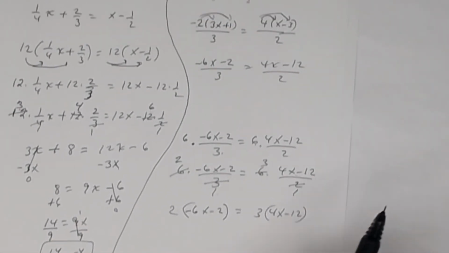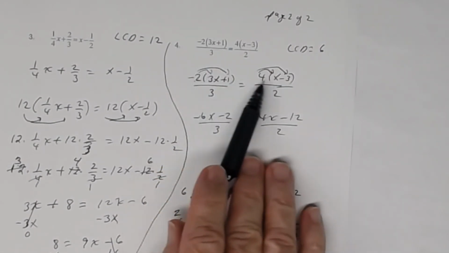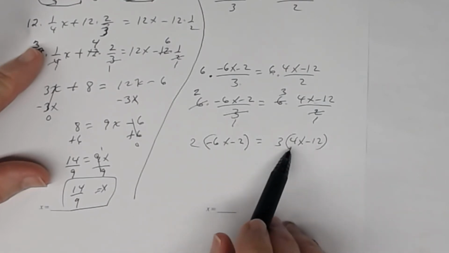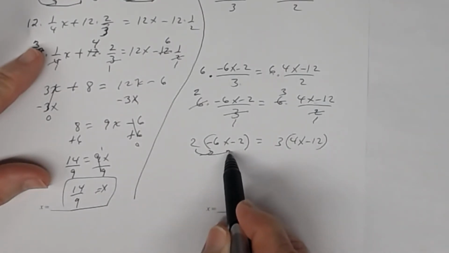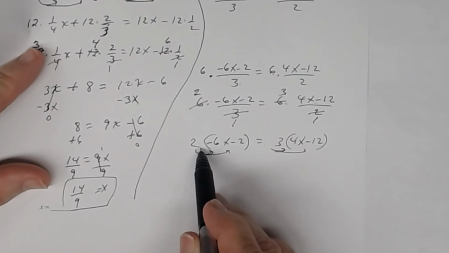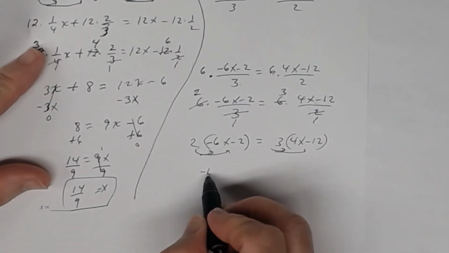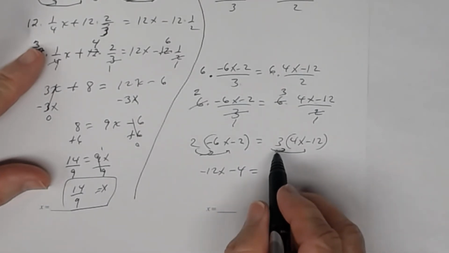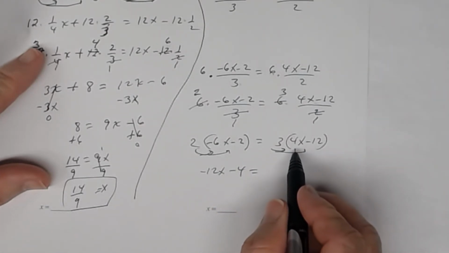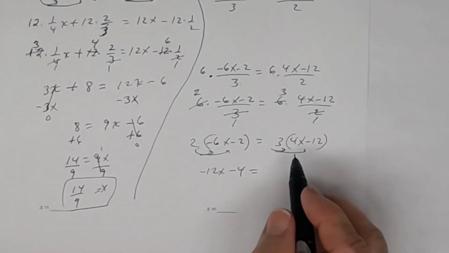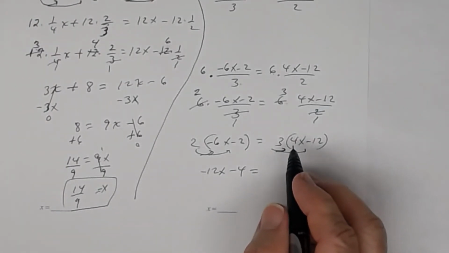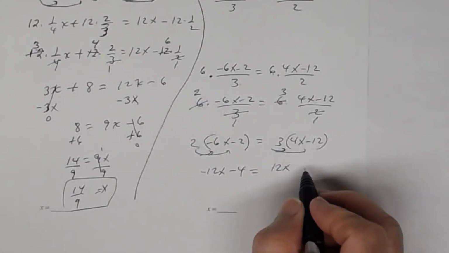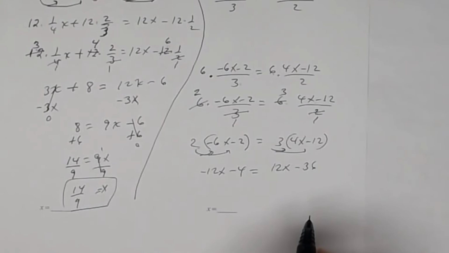Okay? So notice I had parentheses to begin with. I distributed. And then at some point I reintroduced parentheses. So now I have to use the distributive property again. 2 times a negative 6x is a negative 12x. 2 times a negative 2 is a negative 4, equal 3 times 4x is 12x. And then 3 times a negative 12 is a negative 36.